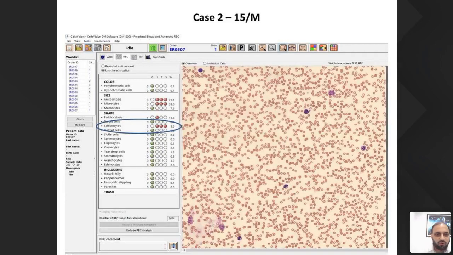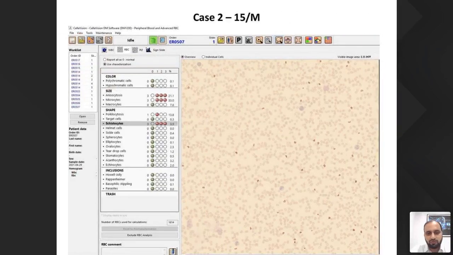schistocytes of 3+ with a quantification of 3.5%. The total number of RBCs that are counted is 1614, and this is a view which I would see in my 40x most likely. So yes, I can see there are certain schistocytes in this peripheral blood smear. The quantification has been done by the CellaVision. I highlight the schistocytes.